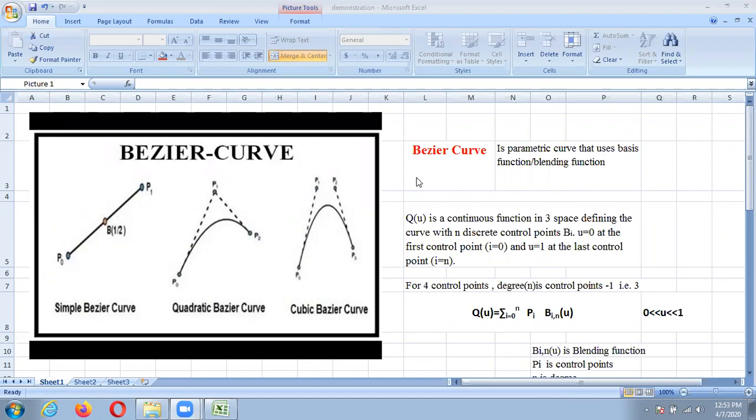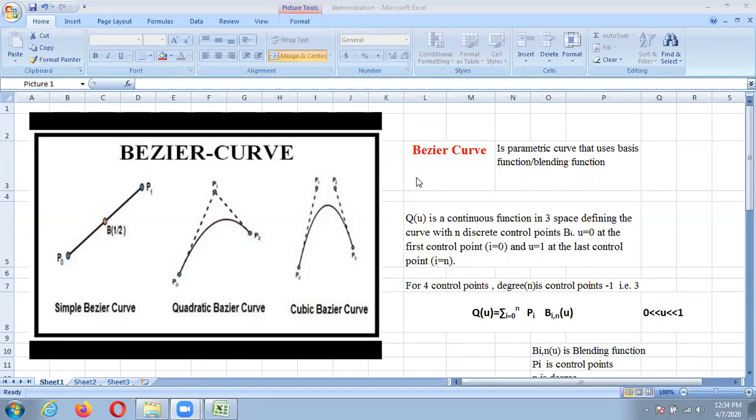Today we'll see the Bezier curve. A Bezier curve is a parametric curve used in computer graphics and related fields. This curve was developed by Bezier, who used it in the 1960s for designing the curves for the bodywork of Renault cars. Its other uses include the design of computer fonts and animation.